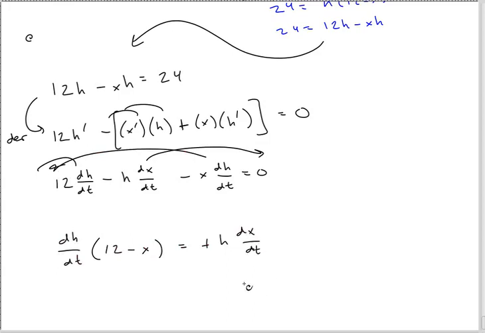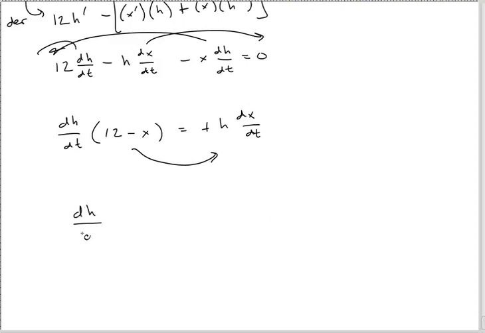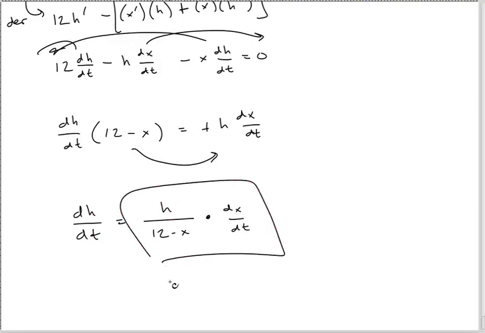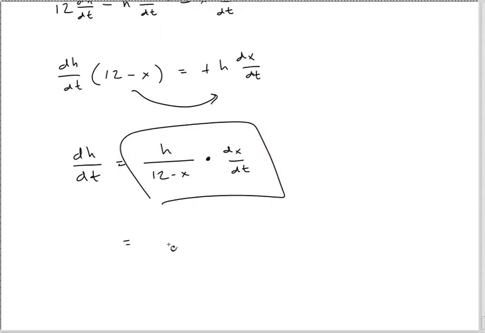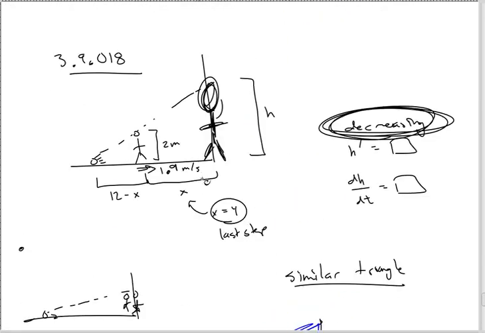Okay, so I want to solve for dh/dt. That's what they're actually wanting. So I'm going to divide this to the other side. dh/dt is equal to h over 12 minus x, and then times dx/dt. So this is my formula here, I guess you can say. Okay, so cool. What I want to do is start plugging in the constants that I know. The problem is that I don't know what h is. They never told me. They just said what x was right here. They said x is 4.